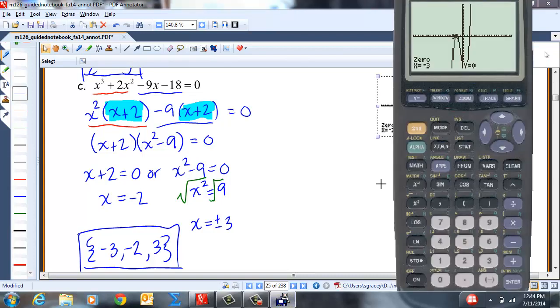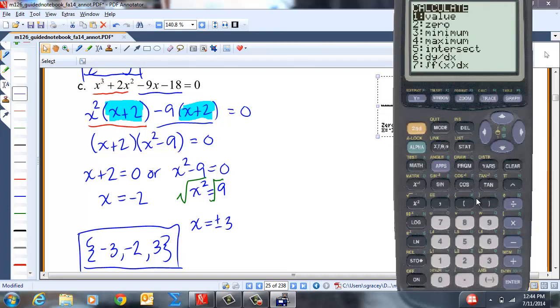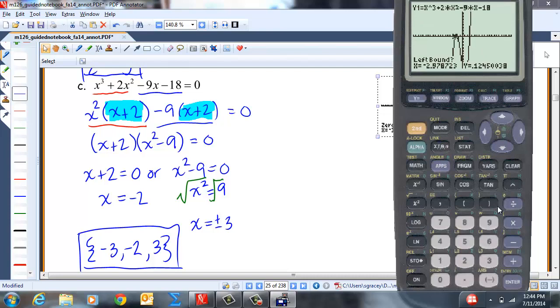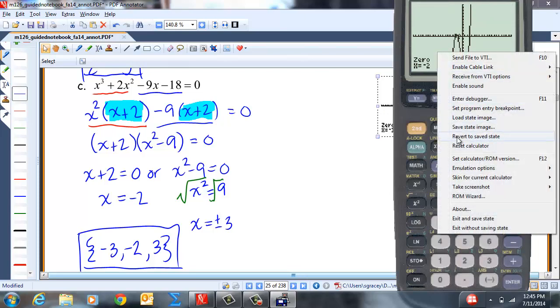And next up, if we go back to second, calculate, and then 0. Now we want to go a little bit more to the right. You see y is positive, hit enter. Cursor to the right till you get a negative. And we got a negative y. Hit enter again. That means we've crossed the x-axis. And we got at x is negative 2, we got another 0.